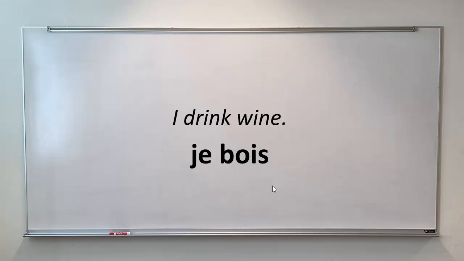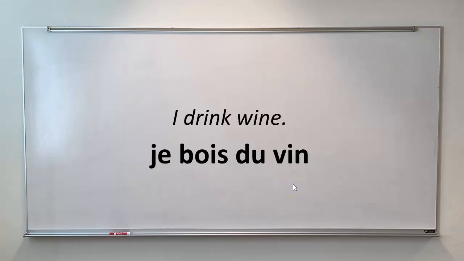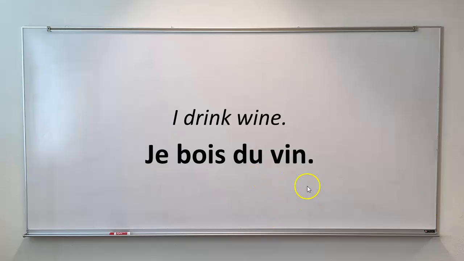I drink wine. I drink some wine. So we have je bois, and then we're going to add du vin. Again, the partitive. Remember, du is the contraction of de and le. So du vin. Je bois du vin. And we'll polish it up with our period and capitalization. So I drink wine, je bois du vin.